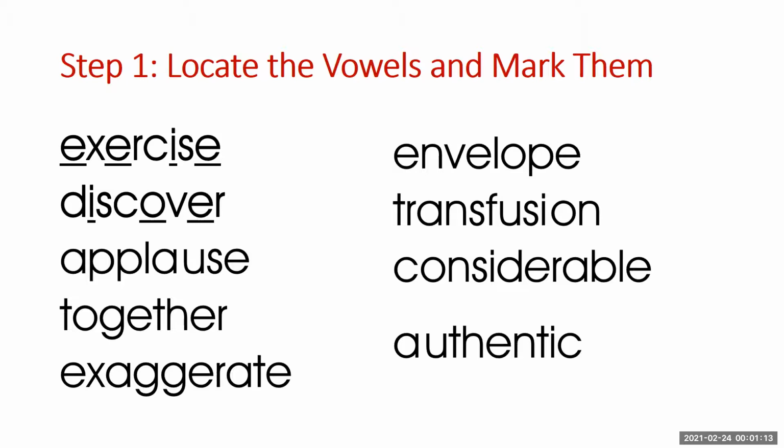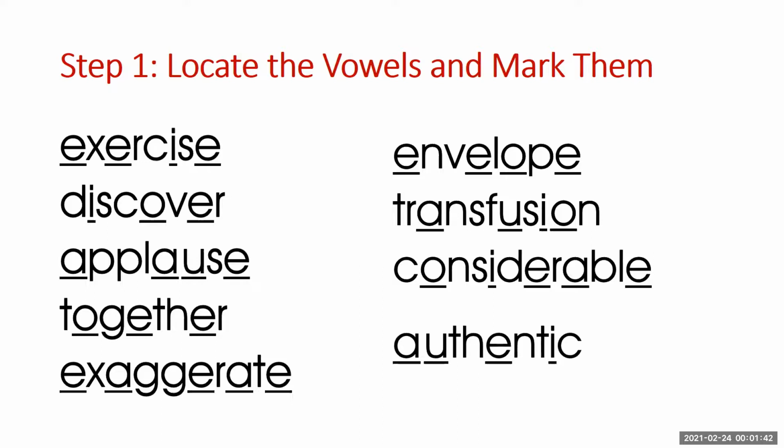Okay, the next word, applause. A, U, and E. Together. O, E, and E. Exaggerate, E, A, E. Envelope, E, O, E. Transfusion, A, U, I, O. Considerable, O, I, E, A, and E. Authentic, A, U, E, and I. So we've marked all the vowels as a starting point, because remember, the syllables are going to be based on the vowels.